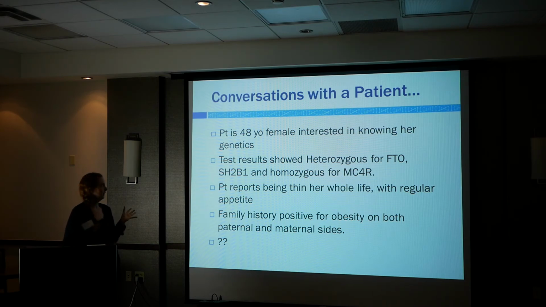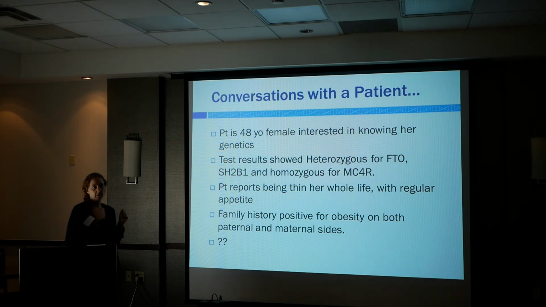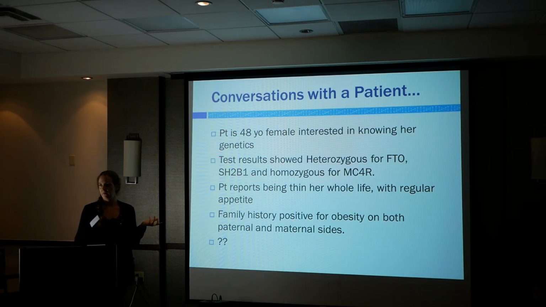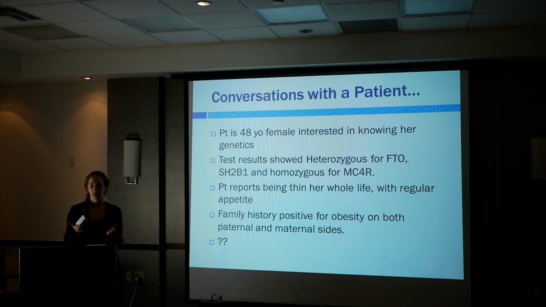This is a situation where we have a 48-year-old female who wants to know her genetics. Her test results were that she had several risk alleles for genes involved in weight management, a lot in appetite regulation. But she reports that she has a normal appetite and that she's been thin her entire life. And I think to myself, wow, because I'll get these test results across my desk and I'll start to form opinions about the people before I meet them. Like, this person is hungry all the time, right? And so then I'm eager to meet them to see if I'm right.